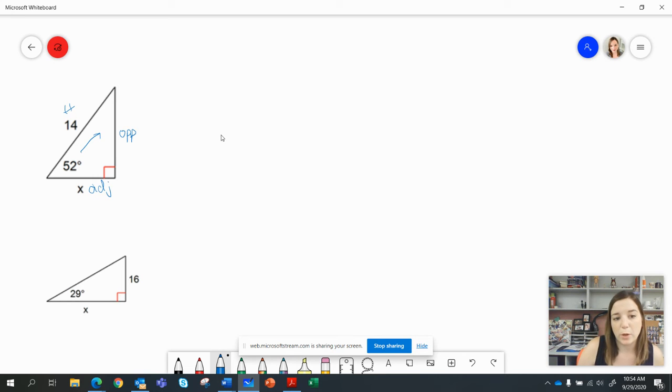Then we look at the pertinent information. So what side am I looking for? Well, I'm looking for my adjacent. What side do I have? I have the hypotenuse. So then you will use your acronym.